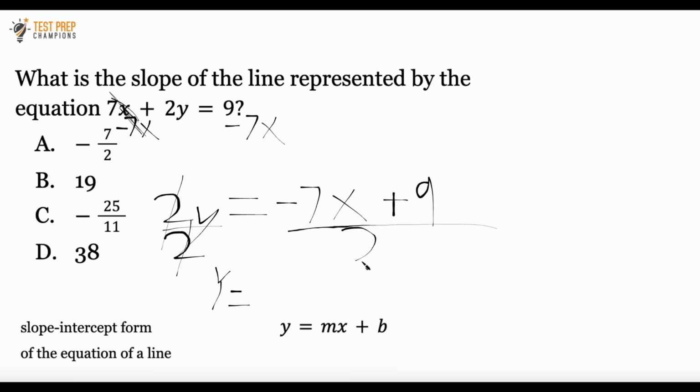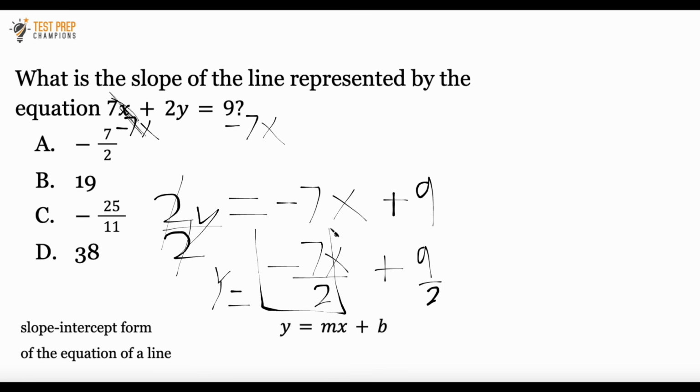So I can write it like this, negative 7x plus 9 divided by 2. Or I can break it up like this, negative 7x divided by 2 plus 9 divided by 2. So as we can see here, I have this negative 7 over 2 times x, and that's my slope. So I see that the final answer here is A.